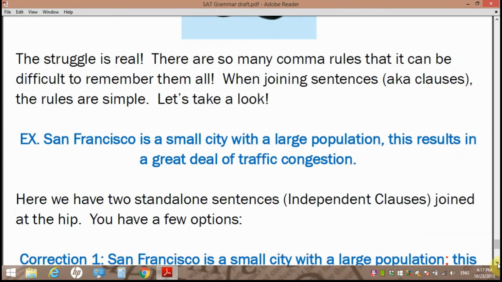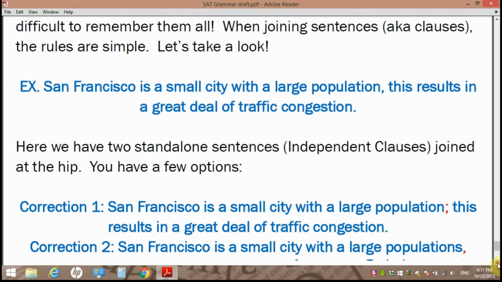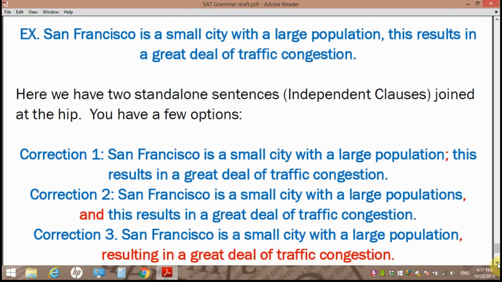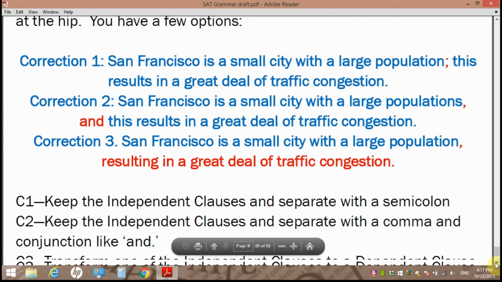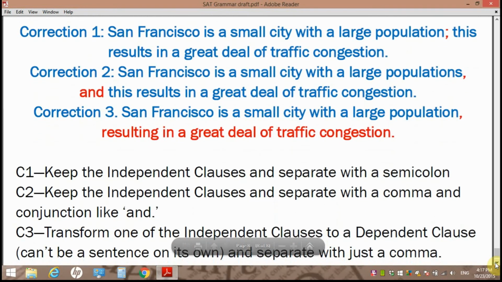Do you remember what our rules were for two independent clauses? Here are your options. You can either change the comma to a semicolon, you can keep the comma and add a conjunction such as and, or you can change one of the independent clauses to a subordinate clause, which is correction number 3, and keep just the comma, resulting in a great deal of traffic congestion.